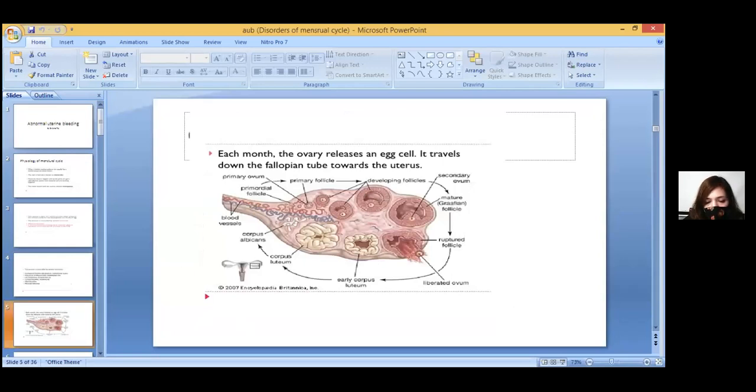So this is the graphical representation of the ovulation. We know that a primary follicle is formed, then it develops, then it is surrounded by a Graafian follicle, then the Graafian follicle ruptures and the early corpus luteum is formed. And the corpus luteum, if fertilized, leads to the embryo, and if it degenerates, then the period starts.